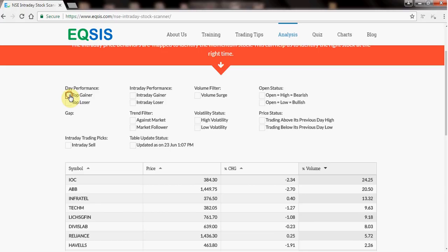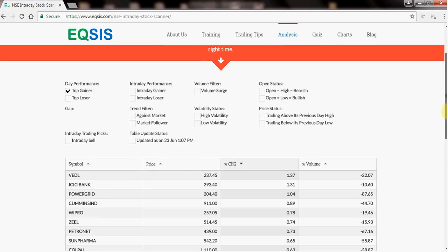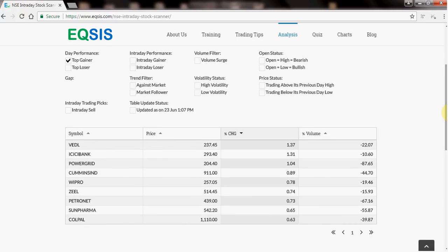There is something called top gainer. If you click on top gainer and you see the percentage change, try to sort it here. Click on this and sort it here. So this is at that moment, today, June 23, when I was recording this, and the timing is 1:07 p.m. By that moment, the ones really performing are Vedanta, ICICI Bank, Power Grid, Cummins India.